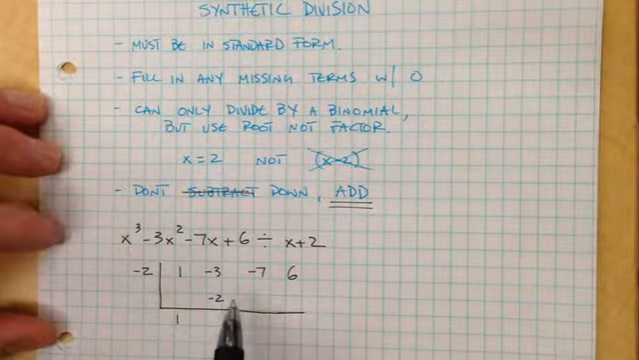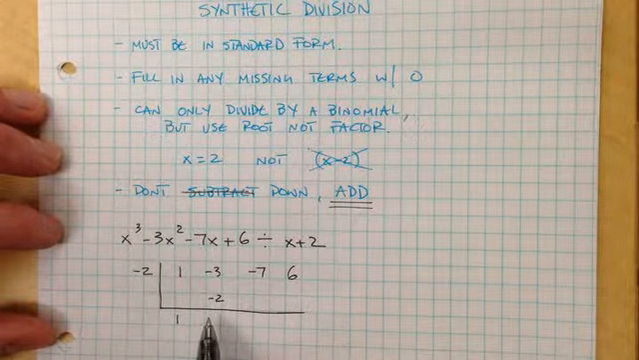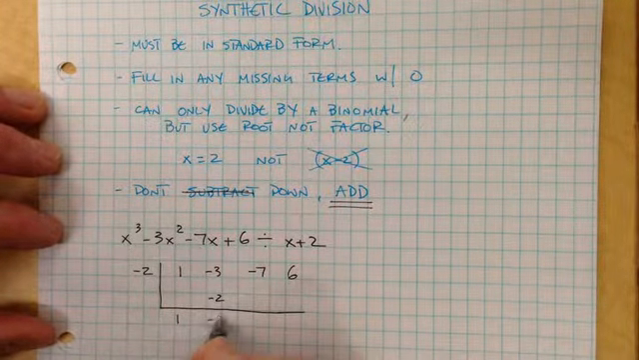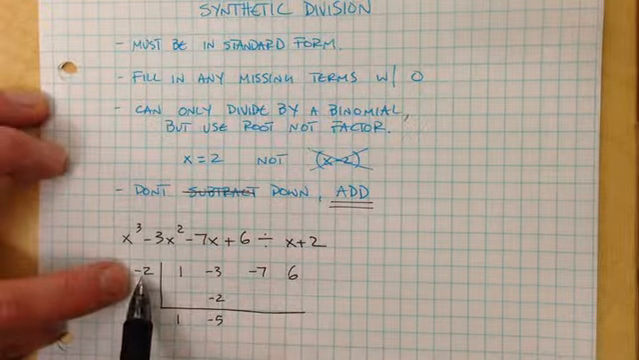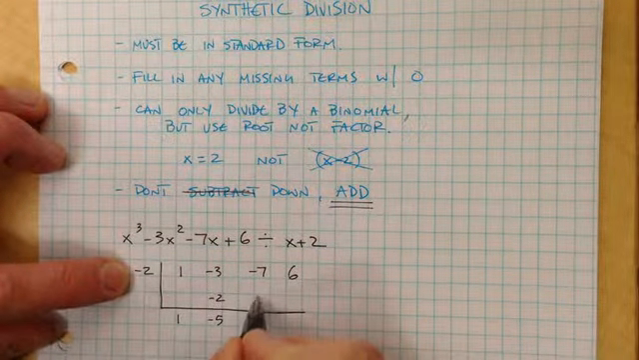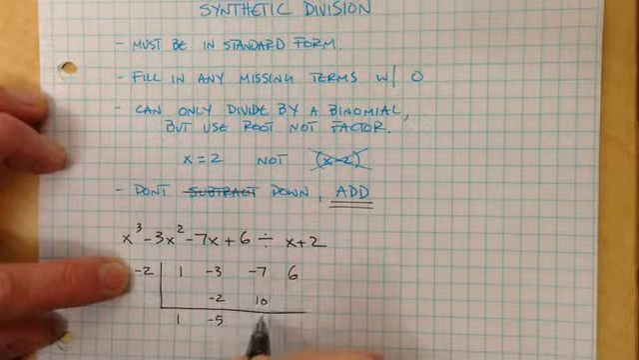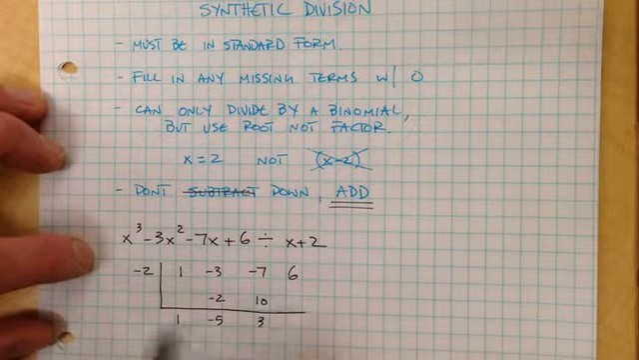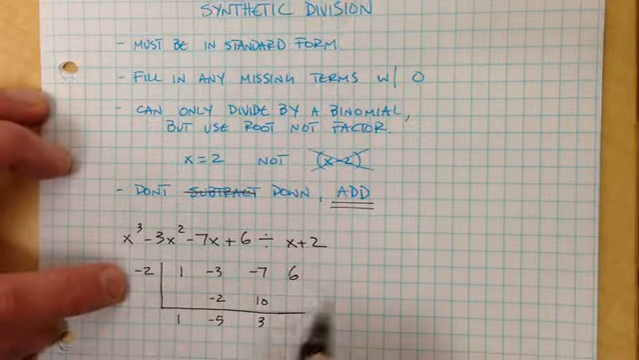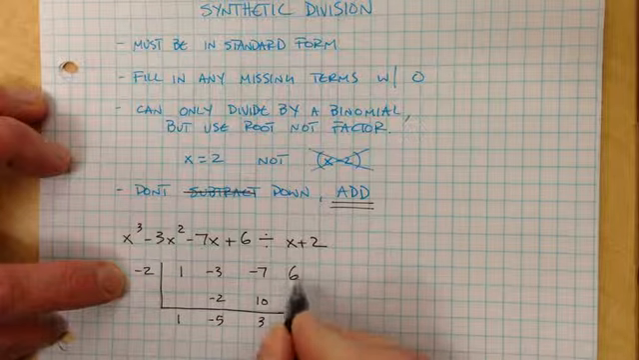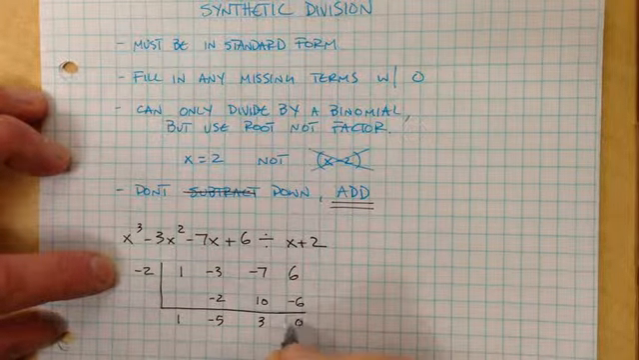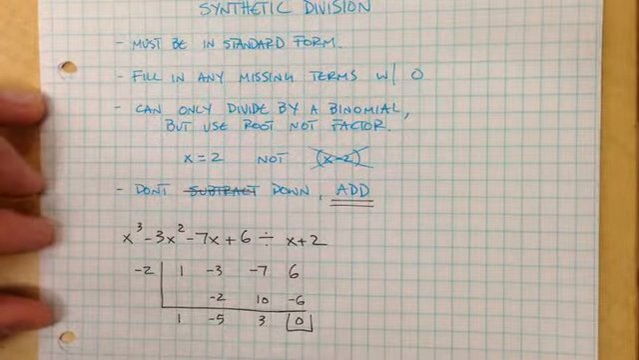Then we're going to repeat what we just did. We are going to add down, negative 5, then multiply. So negative 2 times negative 5 is a positive 10. Add down 3. Negative 2 times 3 is a negative 6. We will add down, and you end up with 0. This is your remainder spot.